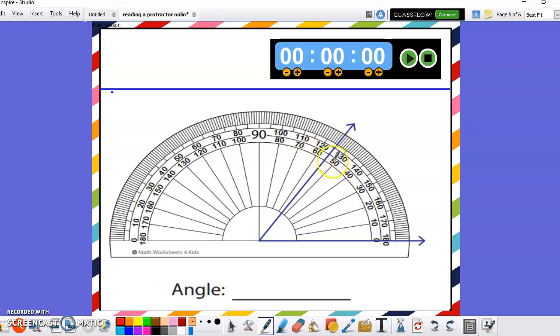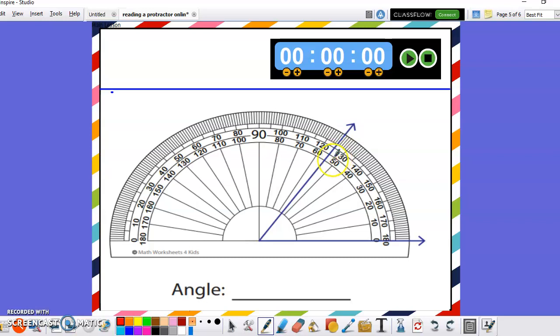So what is in between 50 and 60? Well, it's 51. It's 51, 52, 53, 54, 55, 56, 57, 58, 59, all the way to 60. And that's what we see right here on these lines. Every time we move over, that is a 1 degree turn.